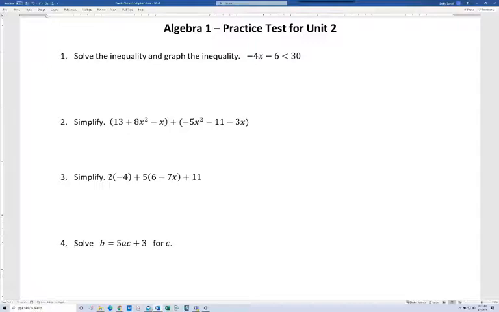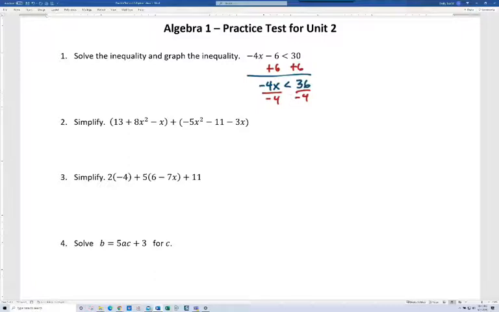In a case like this, we'll always add or subtract first. And so I'm going to go ahead and add 6 to both sides. And when I do that, I'm going to get -4x is less than 36. And so I'm trying to get x by itself, so I need to get rid of that -4. It's -4 times x. The opposite of multiplying by -4 is dividing by -4. So we'll divide by -4 on both sides.